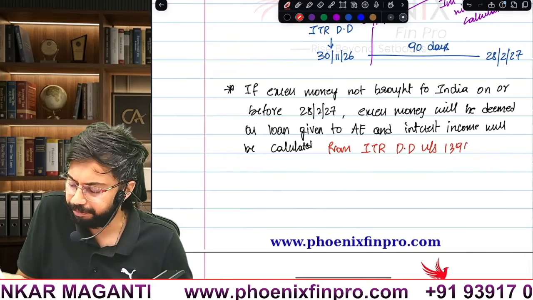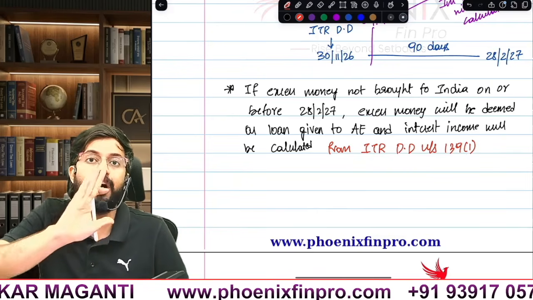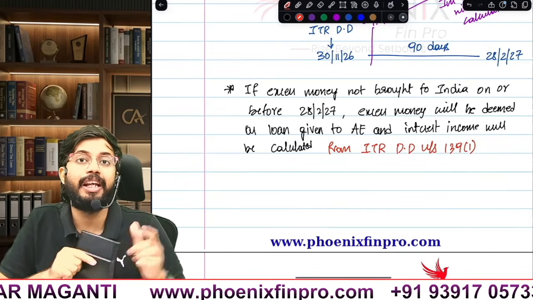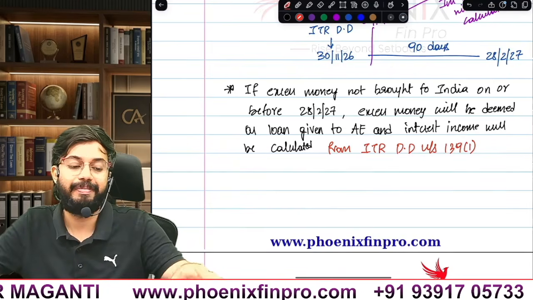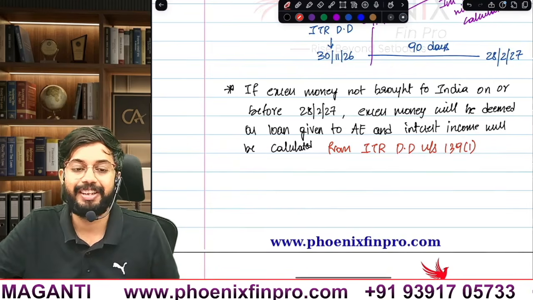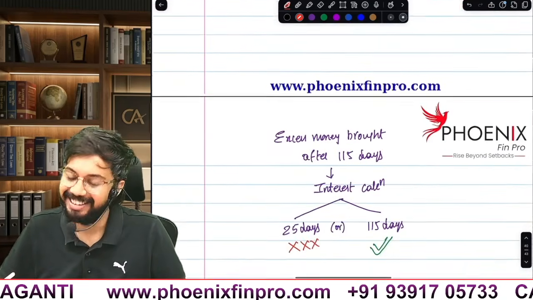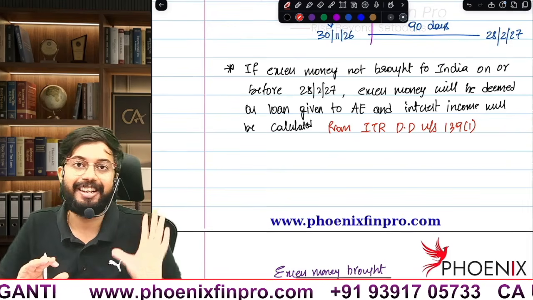Write down here. So within 90 days, bring back excess money. If you do not bring excess money within 90 days, starting from the first day after the ITR due date, interest income will be calculated to you. Are you able to understand? See how much complexity there is. Seriously. Don't worry, I will tell one example, you will get clarity.